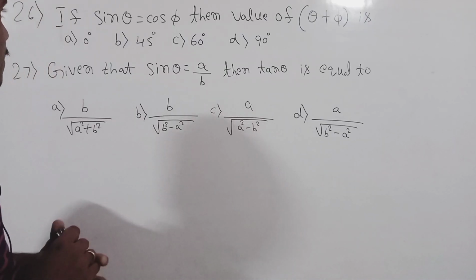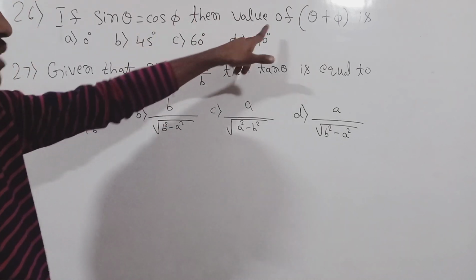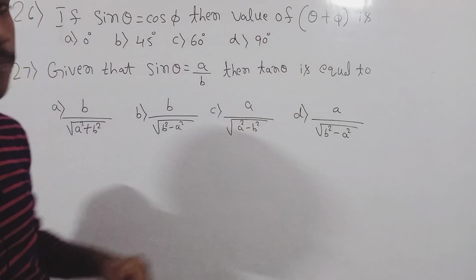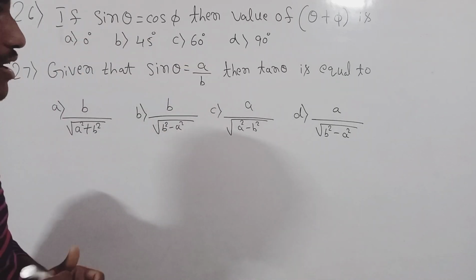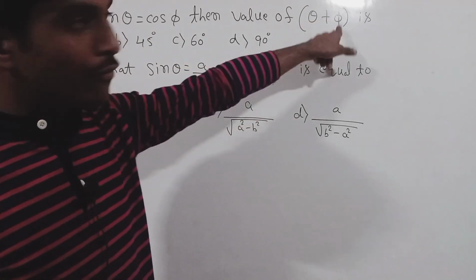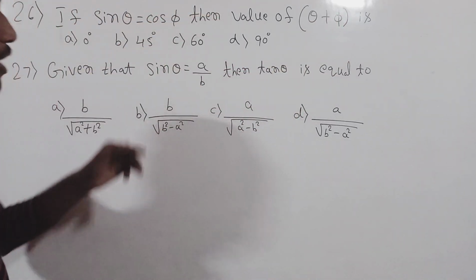Next set of questions. If sine theta is equal to cos phi, then what is the value of theta plus phi? So if they are equal, then we need to find the value of theta plus phi. So for that we need what is theta, we need what is phi. So if we get to know, then we can add and we get the answer. But how to find that?